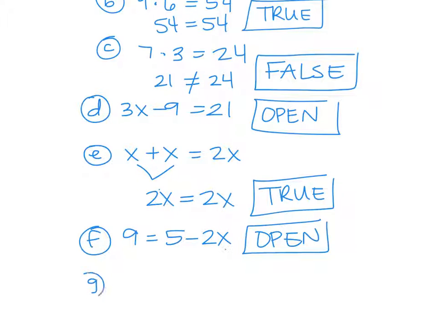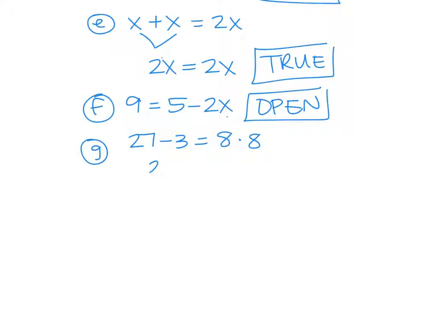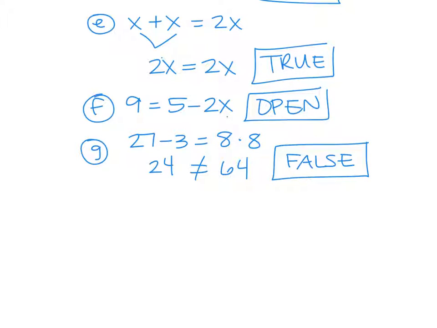Last one of these. If I do 27 minus 3 equals 8 times 8. True, false, or open? That's false. That is false. 27 minus 3 is 24, and 24 does not equal 64, right? 8 times 8, so that would be false. Okay, any questions on those?